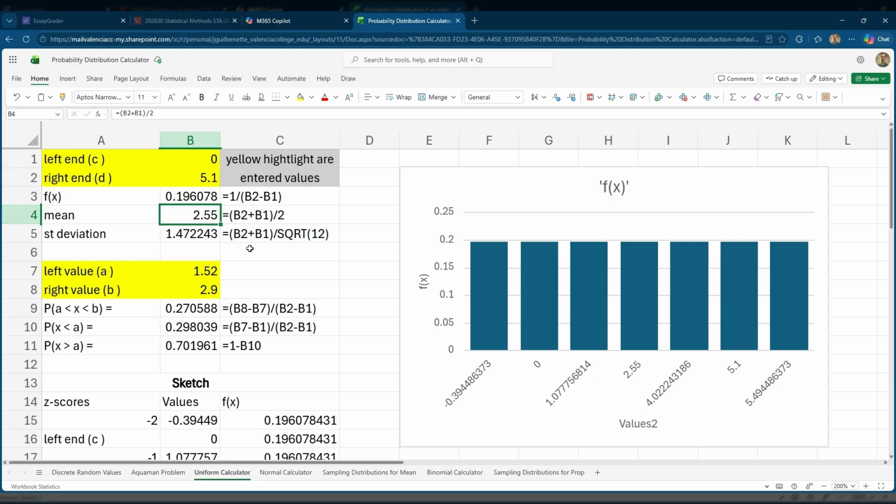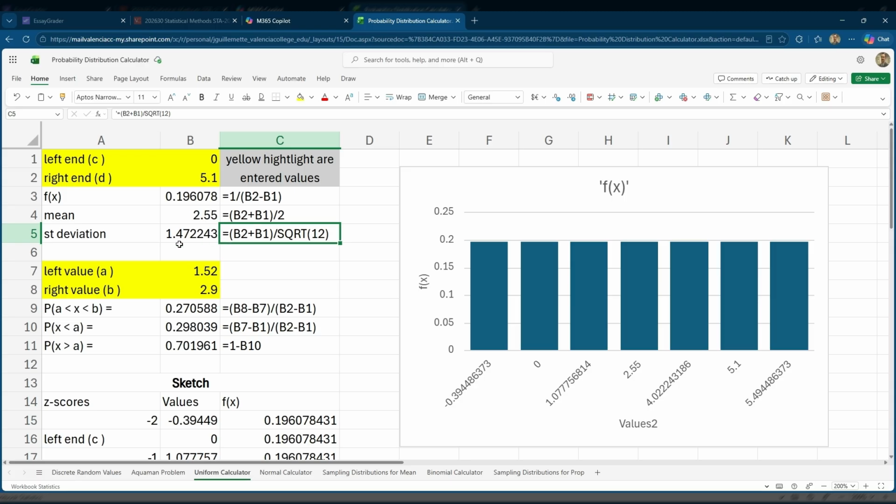Now, the standard deviation is very similar. It is still going to be C plus D, but we're going to divide it by the square root of 12. And it's always 12. If you actually put this into an integral, the 12 is what comes out of the integral when you look for the standard deviation. But that's the formula. And what I want you to notice is for square root in Excel, it's SQRT. And then in the parentheses is the 12. So that's the formula. And again, don't forget to put the equal sign in front.